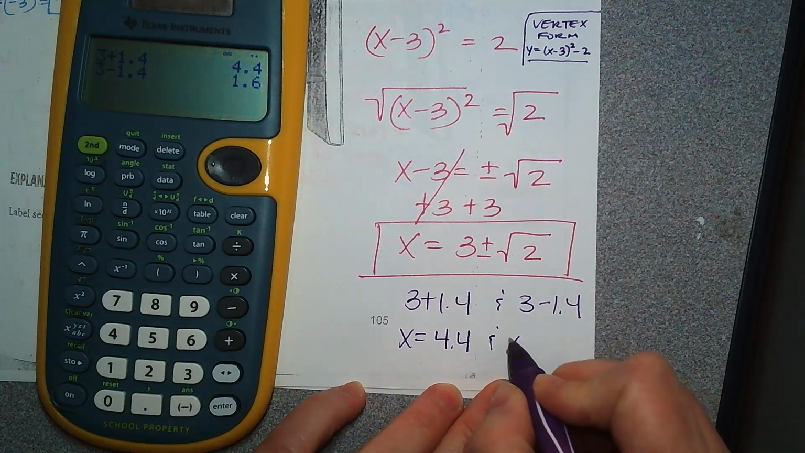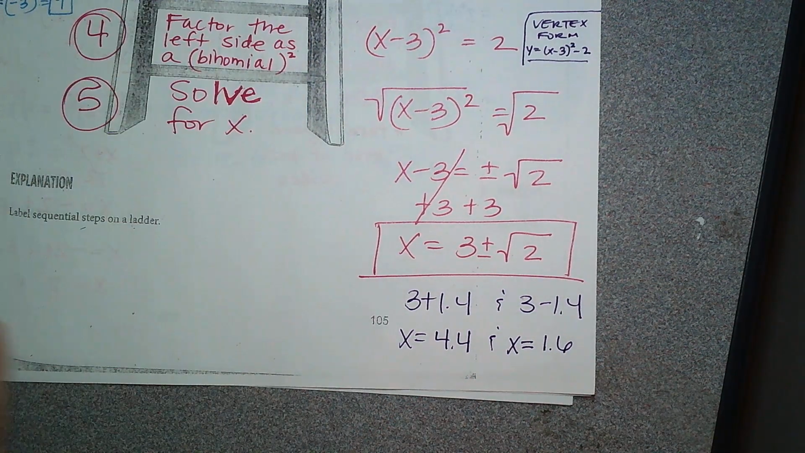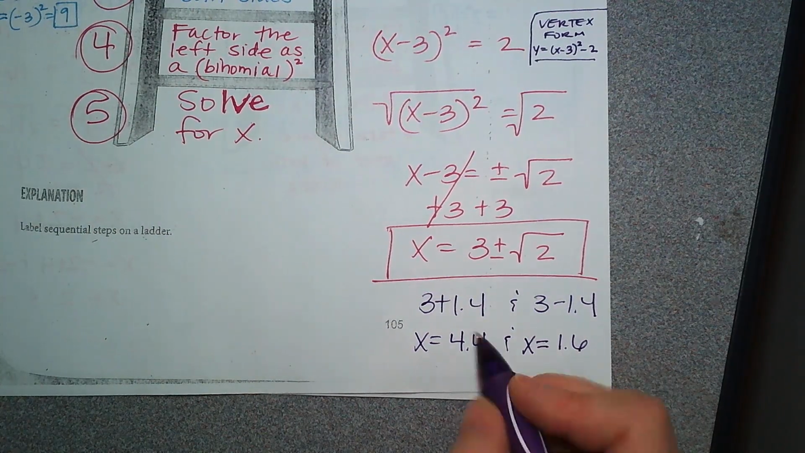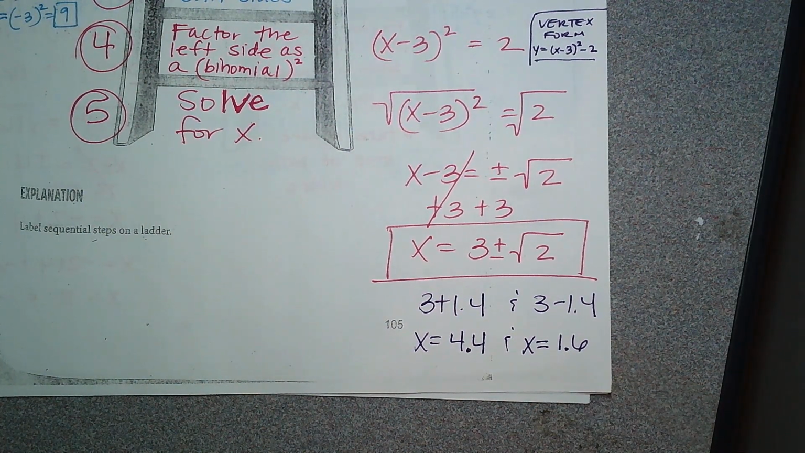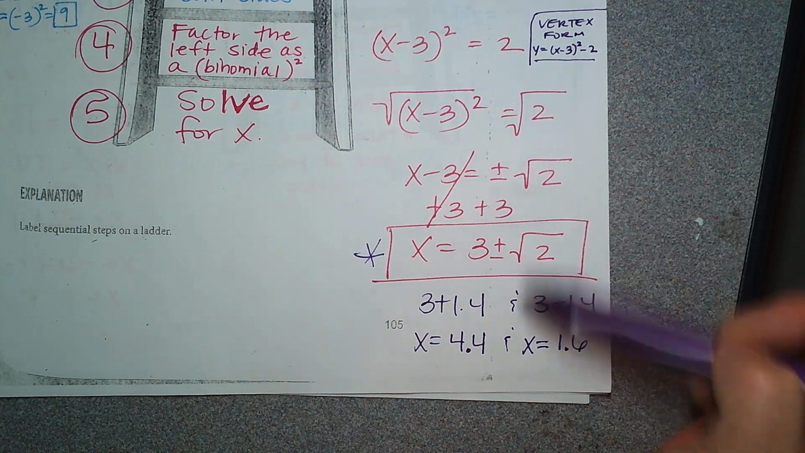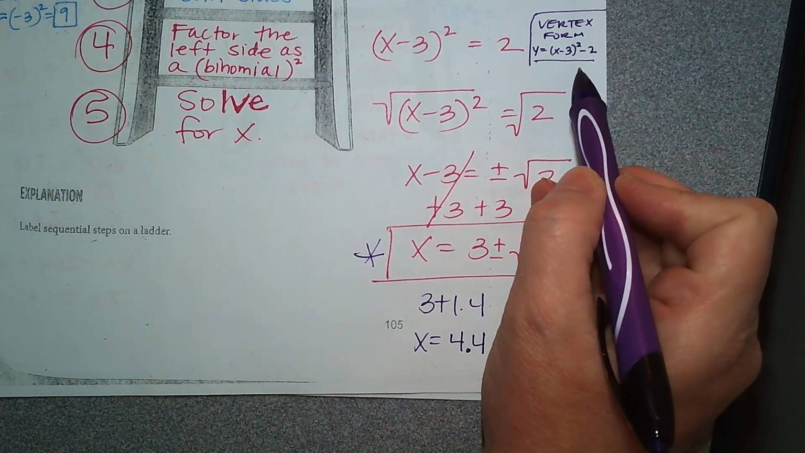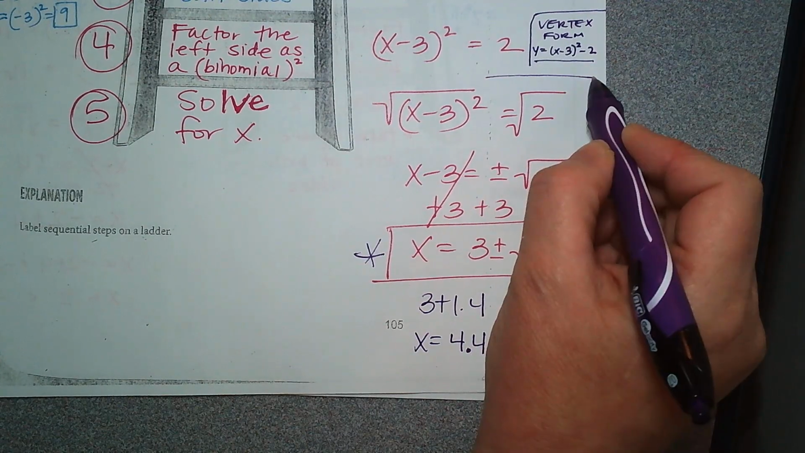So depending on what type of exam or quiz or whatever you might be taking, look and see what the answer choices are to decide how to write your answer. You can just leave it like that. Or it may not be asking you to solve at all. It may just ask you to put it in vertex form. If that's the case, then you can stop right there.